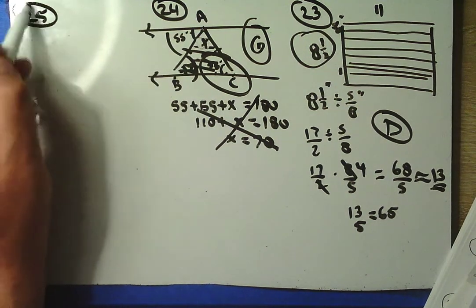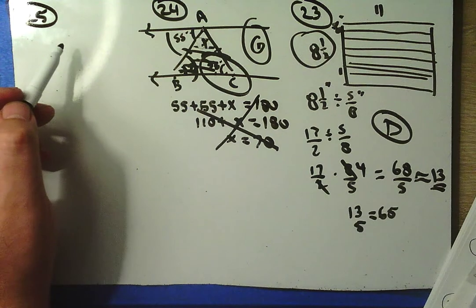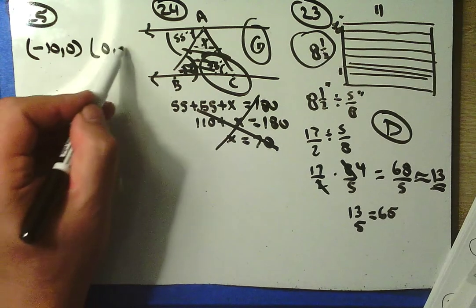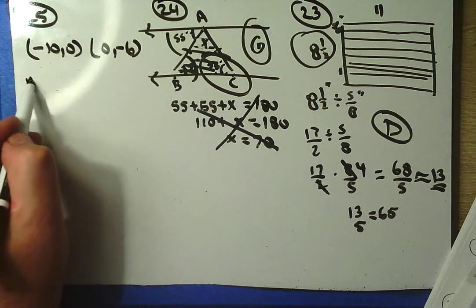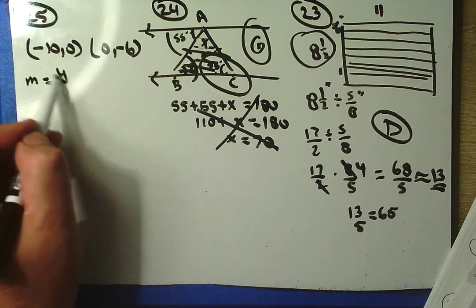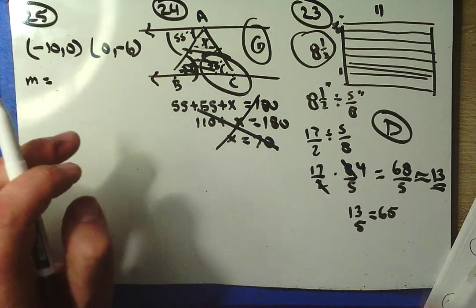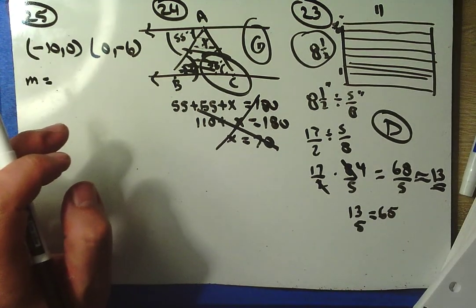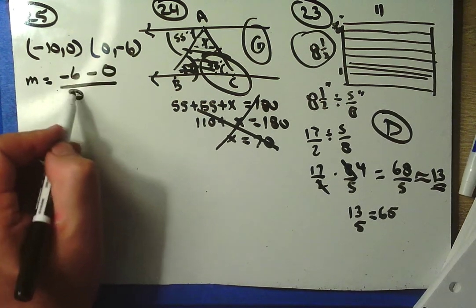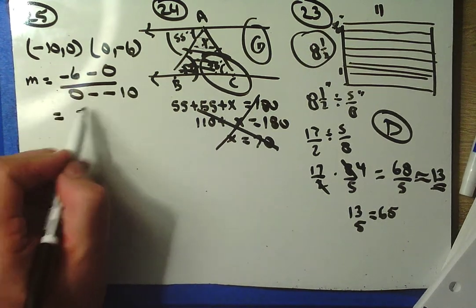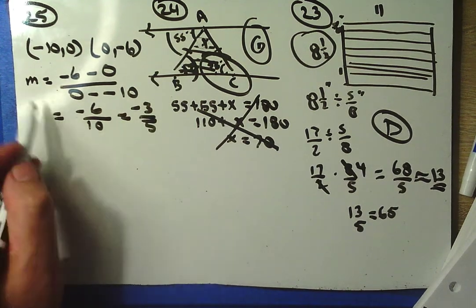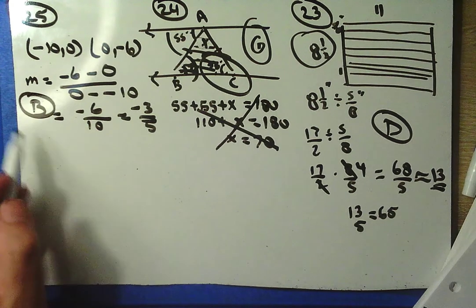How about 25? 25 says, what is the slope of the line that passes through negative 10, 0, and 0, negative 6? Okay, well, I remember the slope formula from the second day of school this year was y2 minus y1 over x2 minus x1. So in our problem, that's going to be negative 6 minus 0 over 0 minus a negative 10. So I get negative 6 over 10, or negative 3/5. The slope is negative 3/5, and that corresponds with B. What about 26?